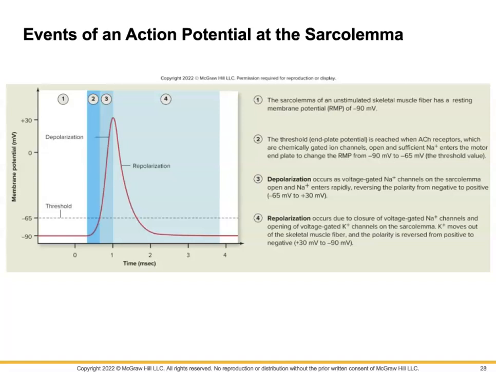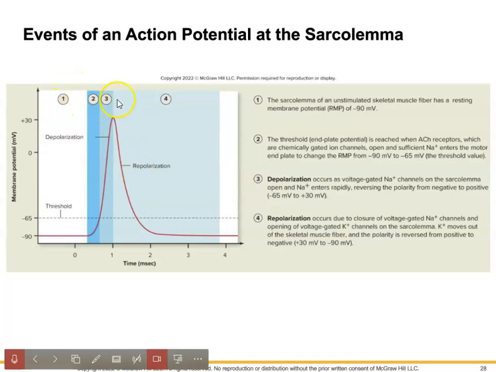All right, before we move on to getting into contraction and the cross bridge cycling, let's look just a little bit more at this excitation-contraction coupling. So this graph is a tracing of membrane voltage changes that occur when an action potential has been initiated at the neuromuscular junction. This occurs in milliseconds and results from the opening and closing of those sodium and potassium gates in the sarcolemma.